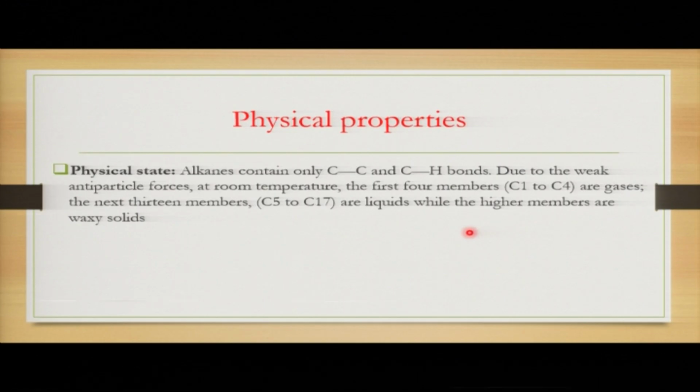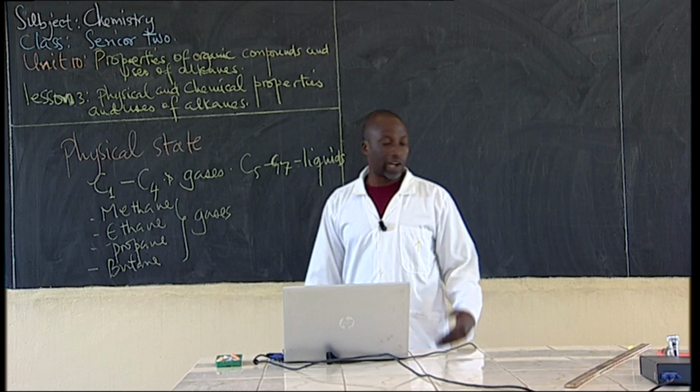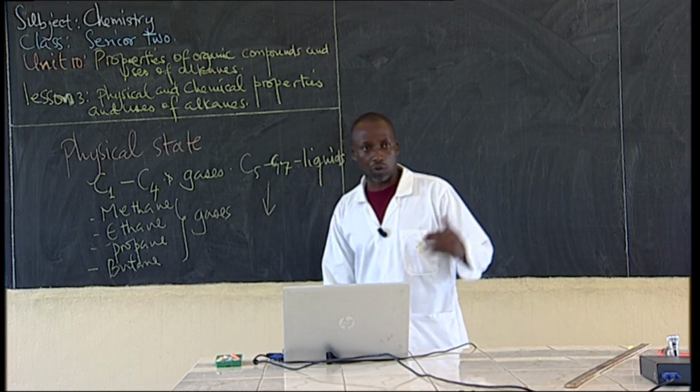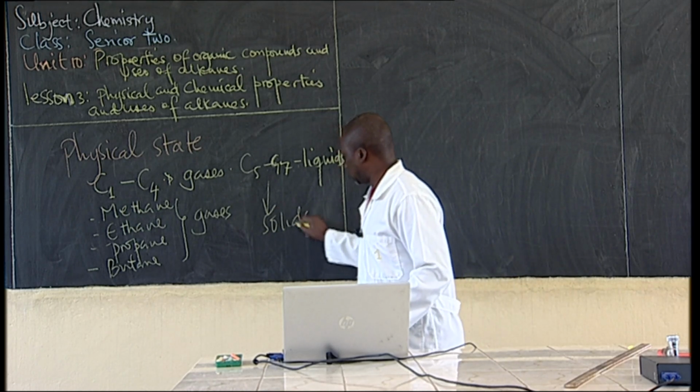From carbon number 5 to carbon number 17. We have not looked at alkanes with carbon higher than 10. The last one that we looked at was the one with number 10, which was decane. These exist as liquids, whereas the rest, from carbon-17 onwards, exist as solids.